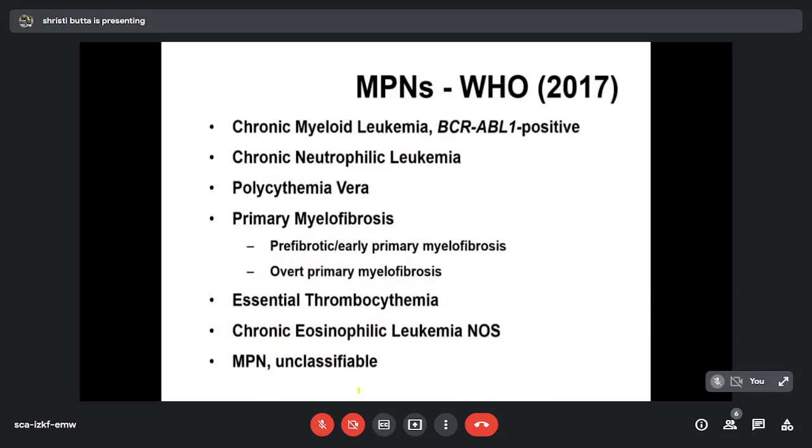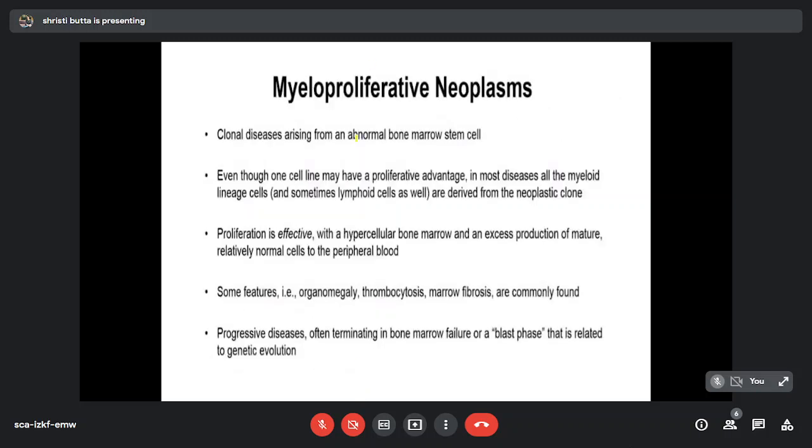For MPN, WHO 2017 classifies it as chronic myeloid leukemia, BCR-ABL1 positive, CNL, PV, ET, PMF, and chronic eosinophilic leukemia, NOS, as well as MPN unclassifiable. Now, the myeloproliferative neoplasms are clonal diseases arising from abnormal bone marrow stem cells. Even though one cell line may have a proliferative advantage in most diseases, all the myeloid lineages are derived from the same neoplastic clone, proliferative advantage though given to a single cell line.